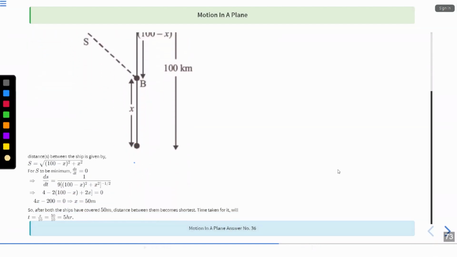So we can see that the distance between the ships is given by the square root of (100 minus x) square plus x square. How did we do that? We did that using the Pythagoras theorem, right? Here we can see that.